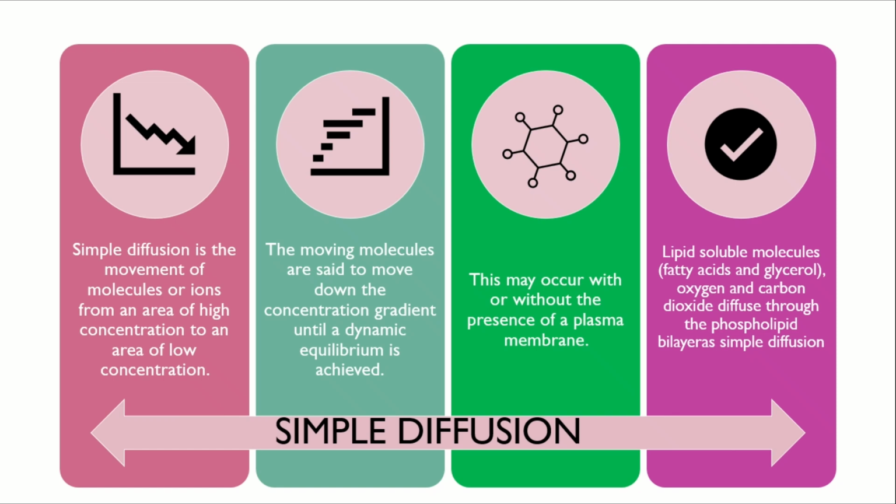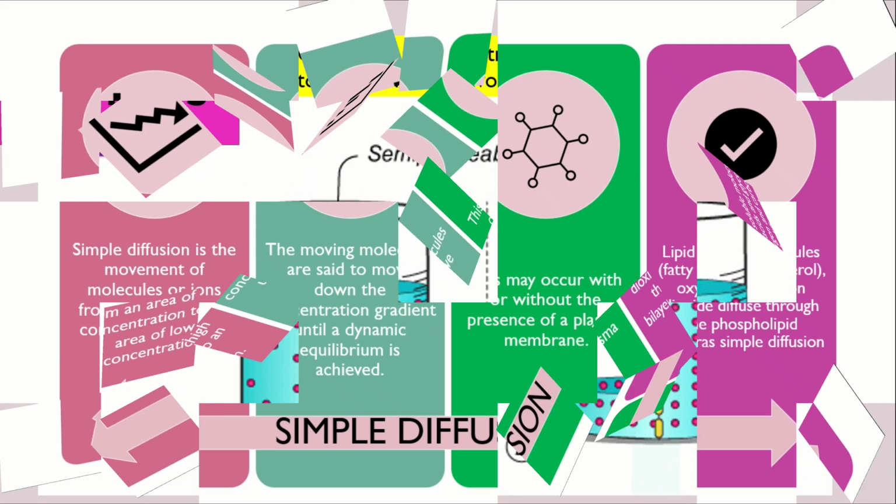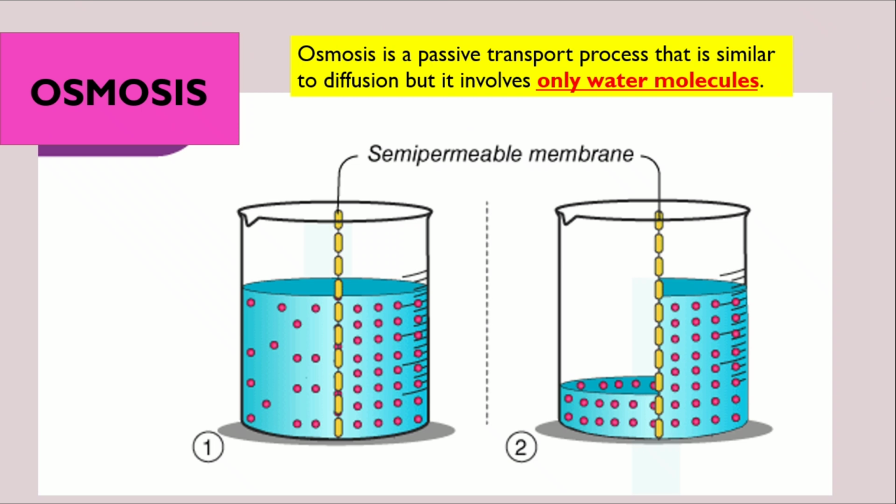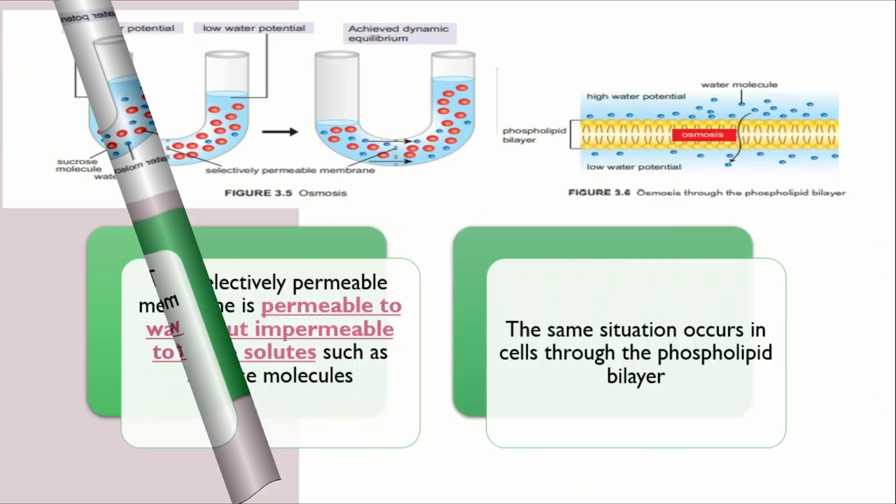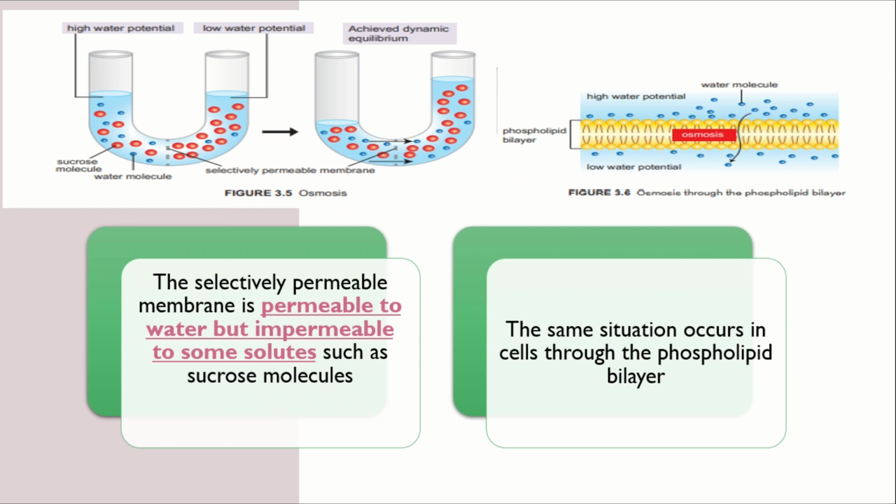Lipid soluble molecules such as fatty acid and glycerol, oxygen and carbon dioxide diffuse through the phospholipid bilayer by simple diffusion. What is osmosis? Osmosis is a passive transport process that is similar to diffusion, but only involves water molecules. Ia hanya melibatkan pergerakan atau perubahan molekul air sahaja. The selective permeable membrane is permeable to water but impermeable to some solutes such as sucrose molecules.